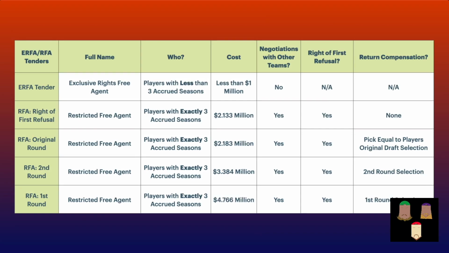At the highest level, 1st round tender, the team gets the player for $4.766 million. If another team offers the player a contract, the original team has the right to match, and if they decline, they must receive a 1st round pick in return. This one is pretty uncommon. It is important to note that none of these are guaranteed, meaning that these are some of the most team-friendly rules in all of the NFL collective bargaining agreement.